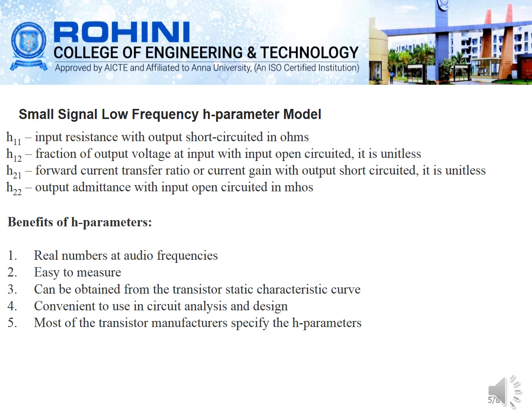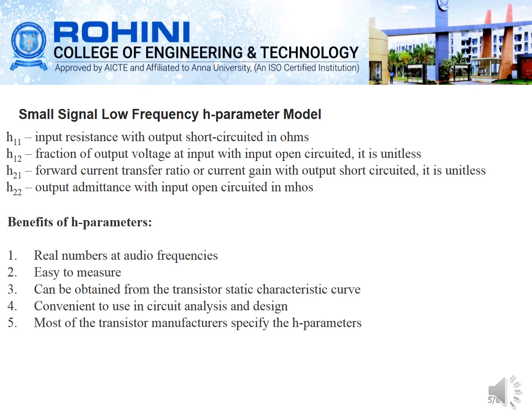Then we can state the benefits of these H parameters. There are 5 benefits obtained while using these H parameters. They can be calculated as real numbers at radio frequencies. It is also very easy to measure, and they can be obtained from the transistor static characteristic curve. They are also very convenient to use in circuit analysis, and for designing purposes also it is very easy. And most of the transistor manufacturers specify the H parameters.